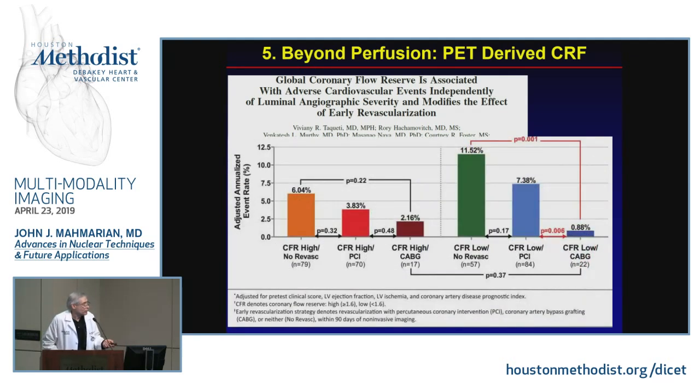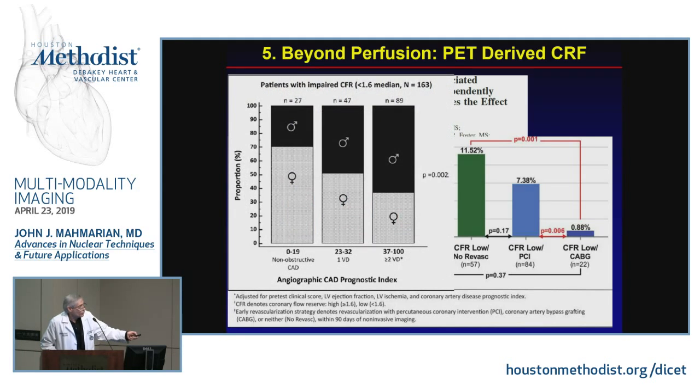So that's a very important concept. And in fact, in this particular data set, if you look at people who got revascularized, if they had high coronary flow reserve and they got no revascularization, they did just as well as people who got bypassed. But in the PCI group, people with high coronary flow reserve actually did no better than the low coronary group. And if you look at low coronary flow reserve and no revascularization, you do poorly, but if you get revascularized, you do very, very well.